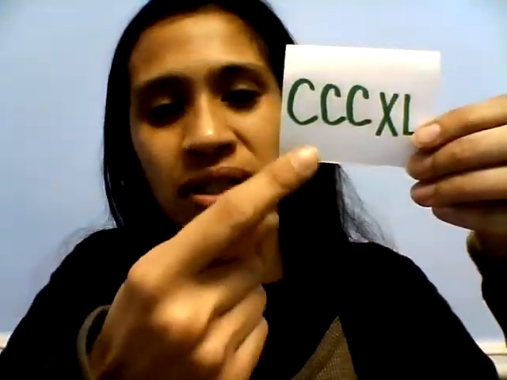Ooh, what about that one? CCCXL. All right, C stands for what? 100. So 100, 100, 100, that's 300. And then X, that's a 10 before an L, that's a 50. So since that one's small, we're going to have to subtract. So XL, let's look, that's a 40. So 340.